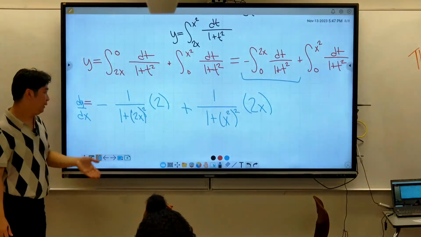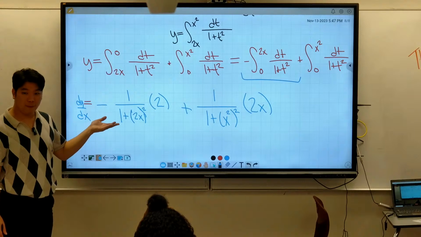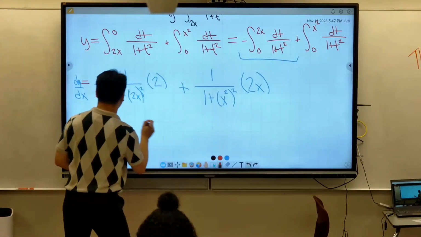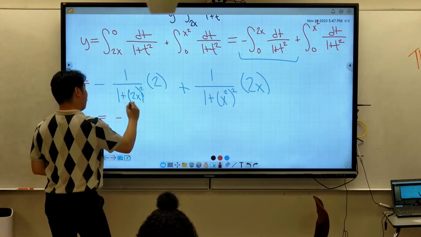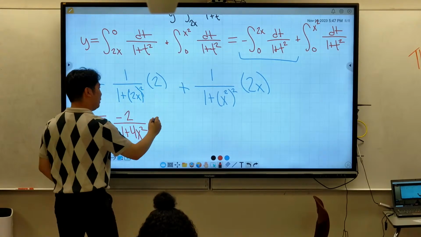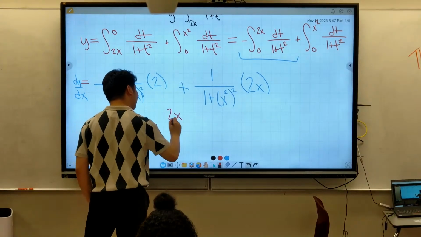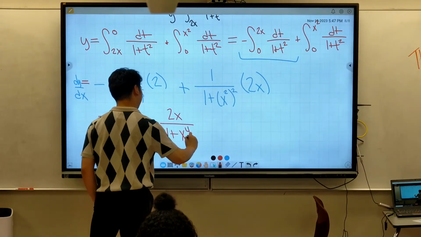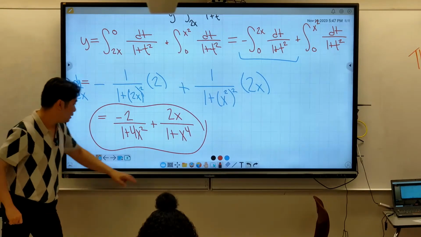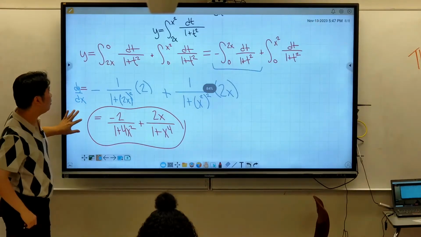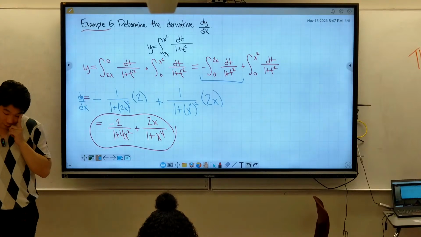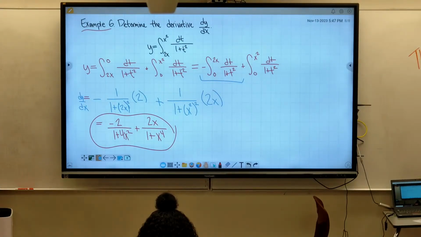So we have this here. If I wanted, I could clean this up. Just for final answers, I'm going to clean this up very quickly. I get negative 2 over 1 plus 4x squared for this first one, plus 2x over 1 plus x to the 4th. And that is the derivative dy dx. So we got the derivative of an integral where the upper and lower bounds had x's.